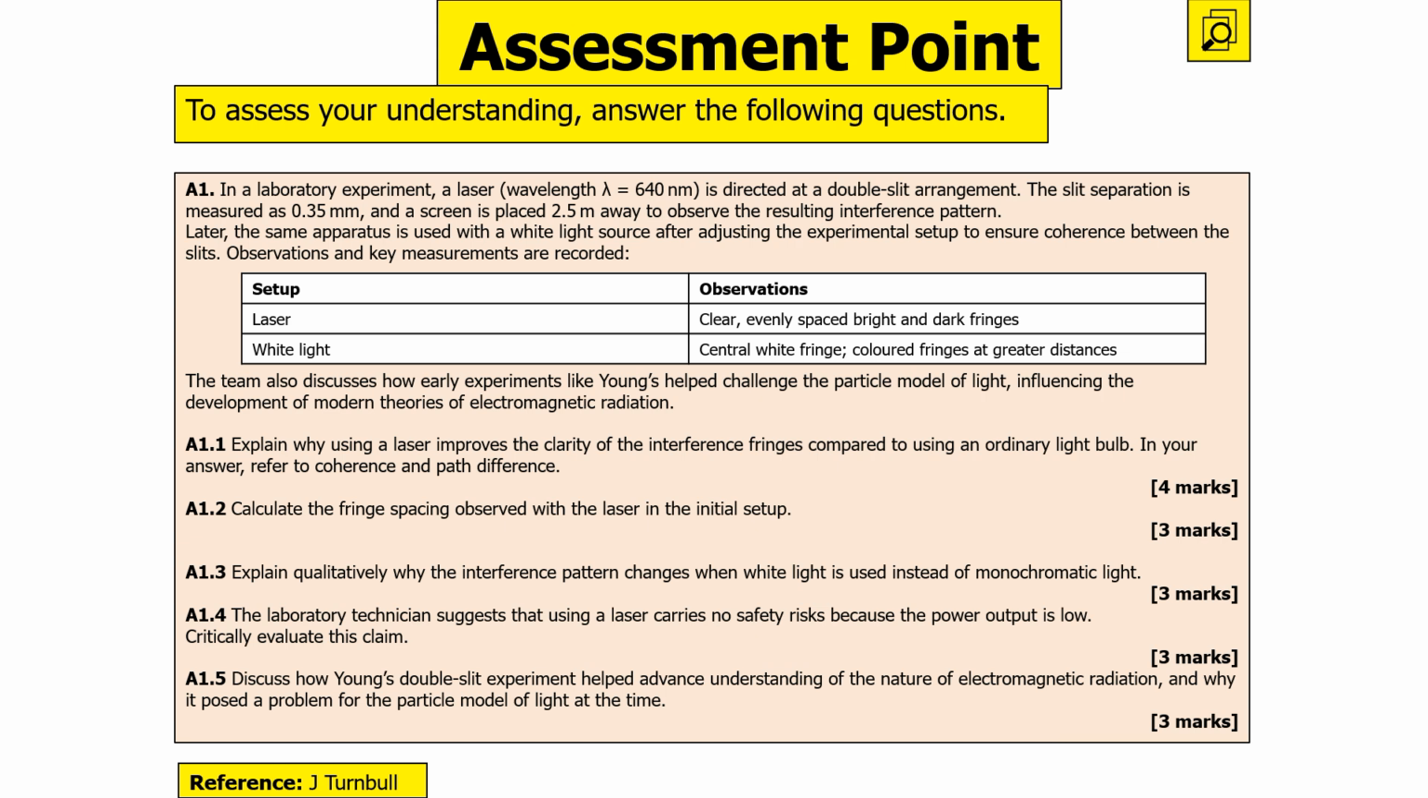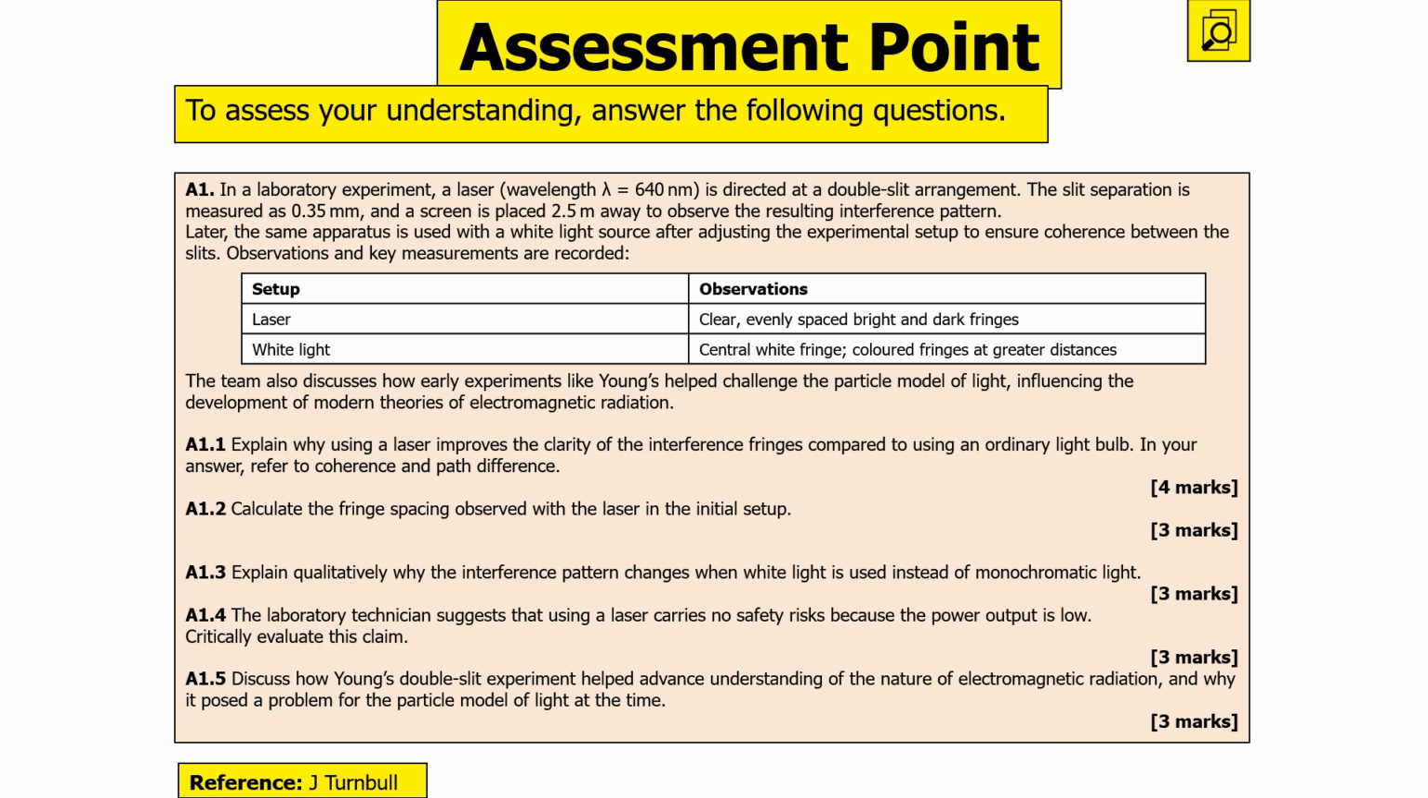The team also discussed how early experiments like Young's helped challenge the particle model of light and influence the development of modern theories of electromagnetic radiation. Explain why using a laser improves the clarity of the interference fringes compared to using an ordinary light bulb. In your answer, refer to coherence and path difference.